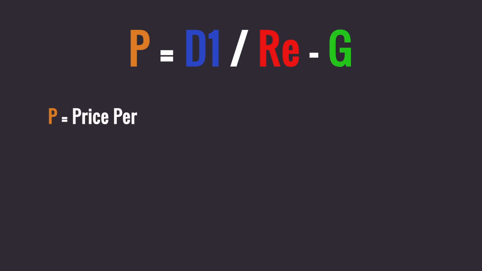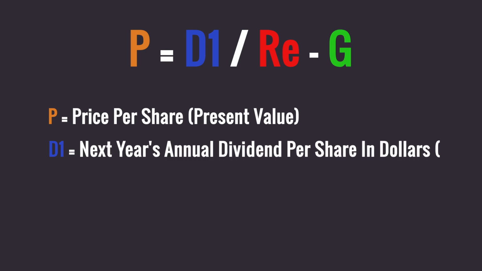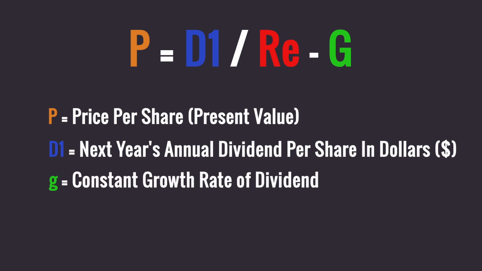P equals price per share, its present value. D1 equals next year's annual dividend per share in dollars. G equals the constant growth rate of the dividend. RE equals the cost of equity. Here's a Gordon Growth Model example.